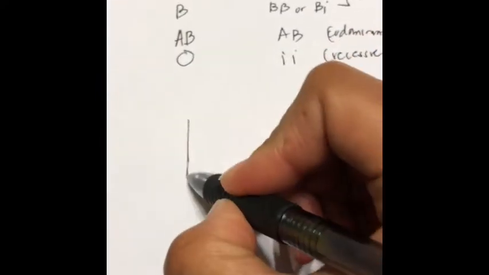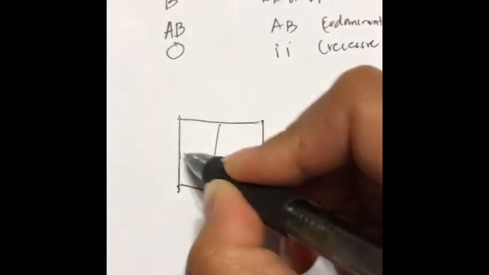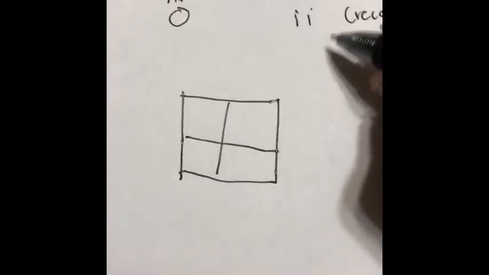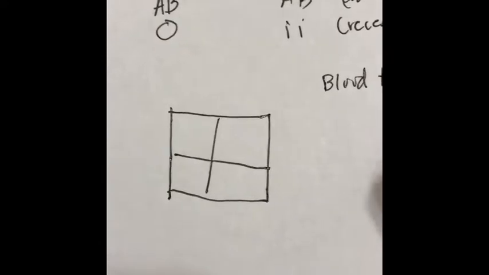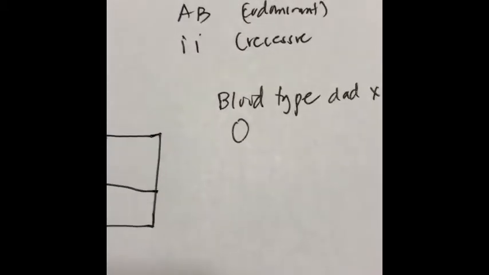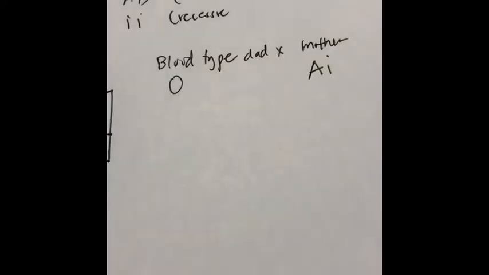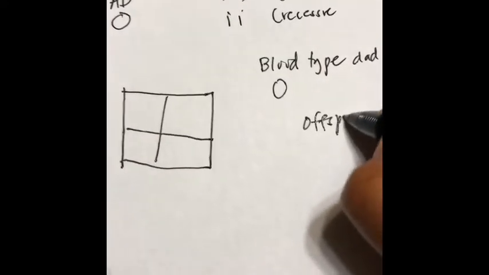So as a review, let's go over some of the Punnett squares that we learned the last time using Mendel's law of segregation. Okay, so we learned last time that, let's say that the blood type of a father is blood type O. This is dad. And we have a mother who is blood type A. Heterozygous, AI. What would be the blood type of the offspring?